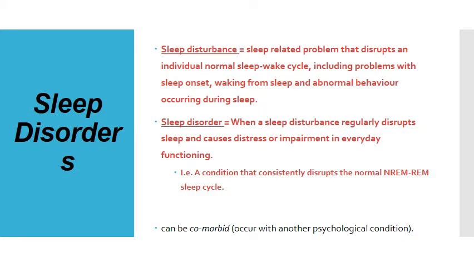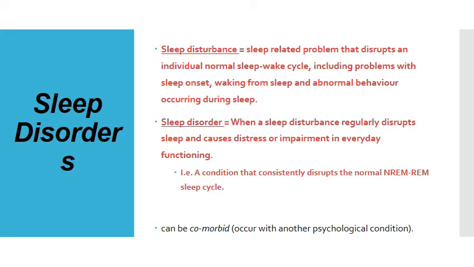Okay, so what is a sleep disturbance? So this is a sleep-related problem that disrupts an individual's normal sleep-wake cycle, including problems with sleep onset, waking from sleep, and abnormal behavior occurring during sleep. So what this means is you can't go to sleep. It might mean that you might wake up from sleep and you can't go back to sleep, or you just keep waking up from sleep. So people who have sleep apnea, so snoring, they wake up a lot of the times during the night, or it might be indicative of abnormal behavior that occurs during sleep, so like sleepwalking.